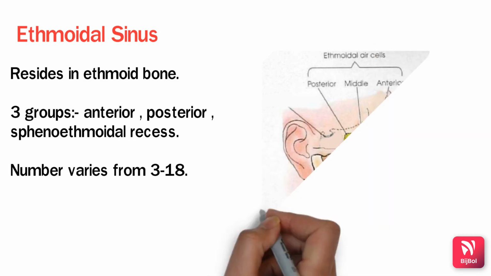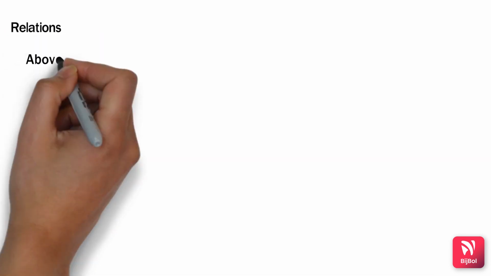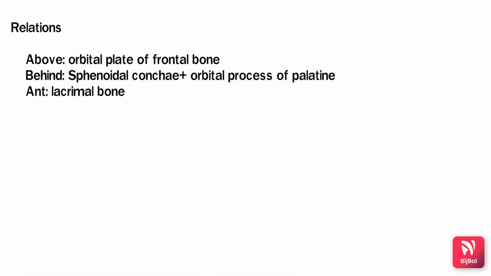Remember these three differences. In this diagram, you can see the yellow color indicates the ethmoidal sinus. It is divided into three groups: anterior group, posterior group, medial group, which is also known as sphenoethmoidal recess. Okay, this is about the ethmoidal sinus. Now let's see its relations. Above, the ethmoidal sinus is attached to the orbital plate of frontal bone. Behind, it consists of ethmoidal concha plus orbital process of palatine bone, and anteriorly it is related to the lacrimal bone. Above is the orbital plate of frontal bone.